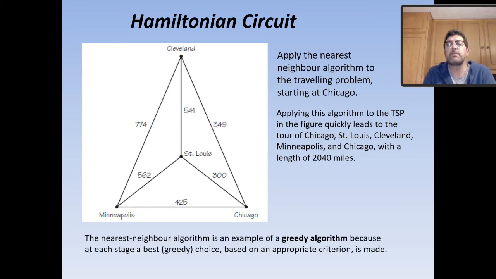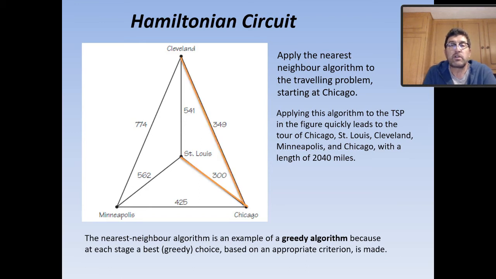Okay, so the nearest neighbor algorithm is something that we call in graph theory a greedy algorithm, because at each stage the best choice is made. So once you've left Chicago for St. Louis, you look at what's left and you make the best choice. It's a greedy choice. Okay, so based on the appropriate criterion here, if we were at St. Louis, for instance, we would go and visit Cleveland, because if we went to Minneapolis, it would have been 562 miles, where Cleveland is 541. But then we only have one city left after Cleveland, which is Minneapolis, and then the return trip to Chicago.